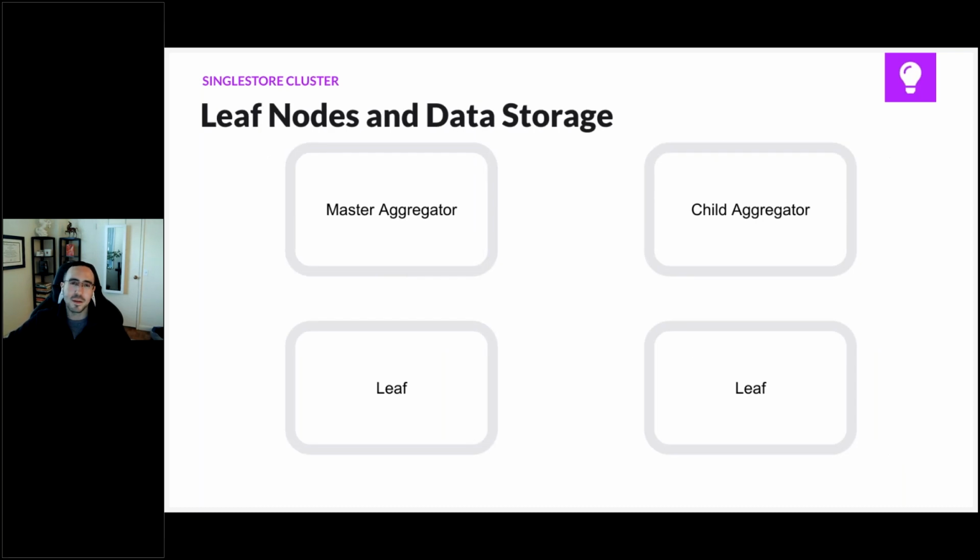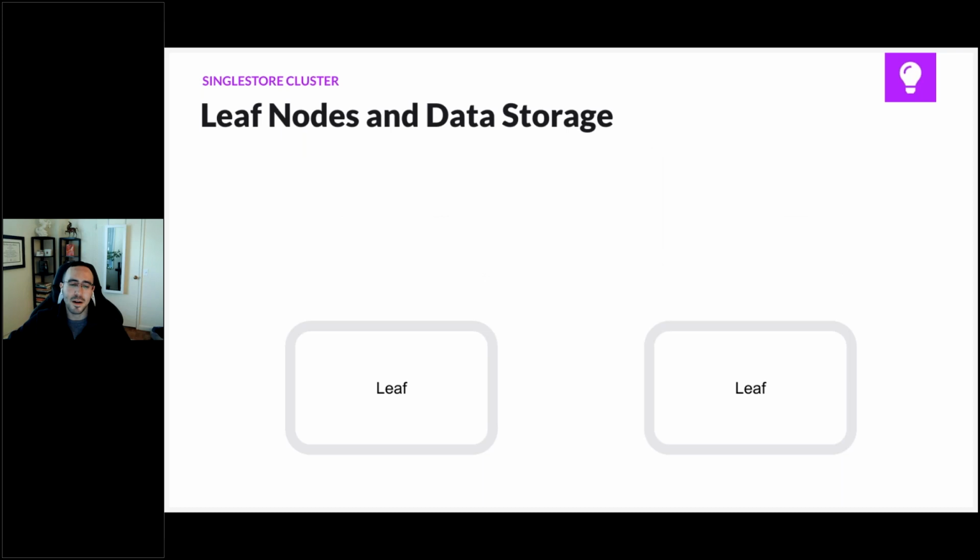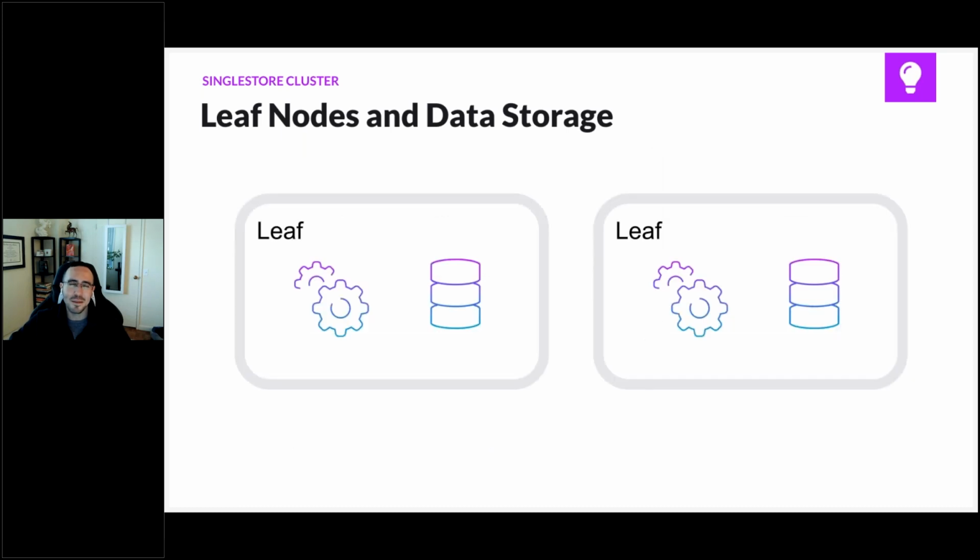When we think about leaf nodes and data storage, it's important to note that of the 4 nodes we're looking at on this demonstration here, master aggregators and child aggregators perform the commands. These are the inserts, updates, deletes, and configurations, but they don't store the data. That is processed on your leaf node. In fact, these leaf nodes, which are bare metal, commodity hardware, think of Amazon AMI or Linux machines, are your worker nodes for your database.